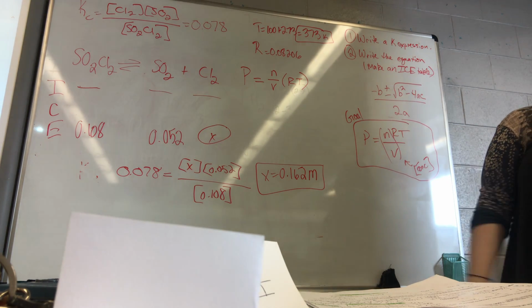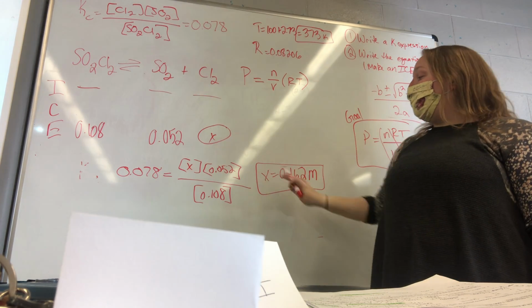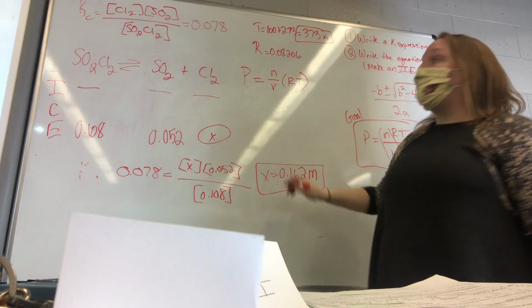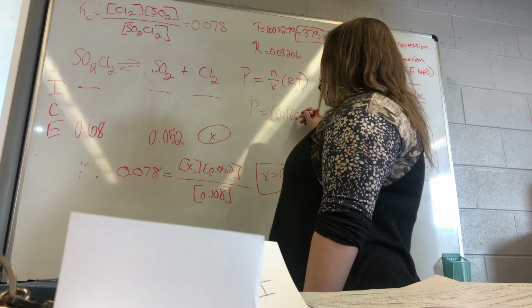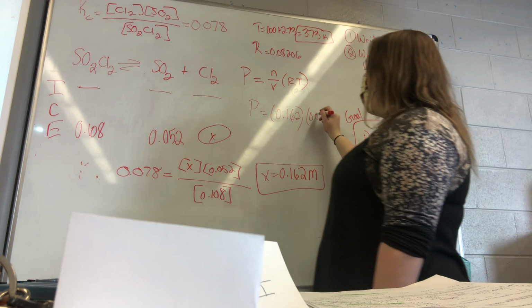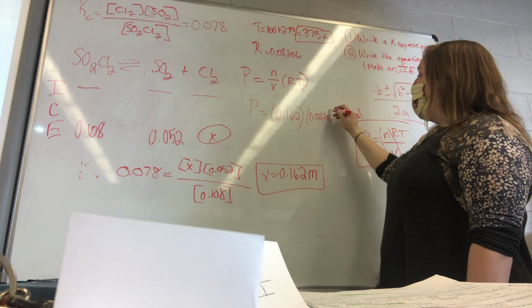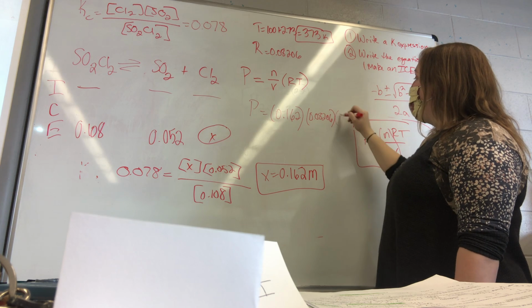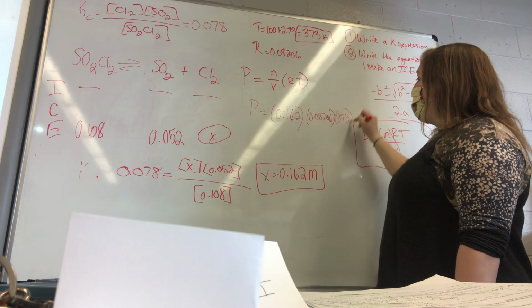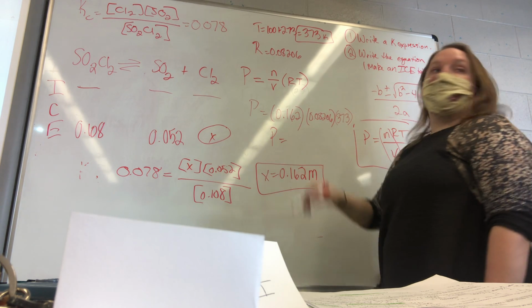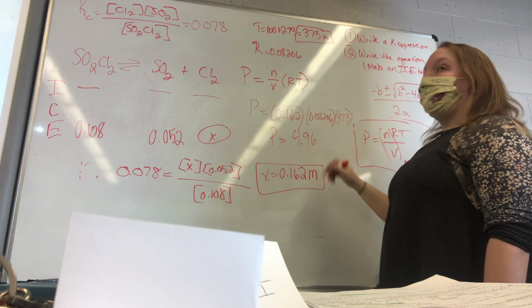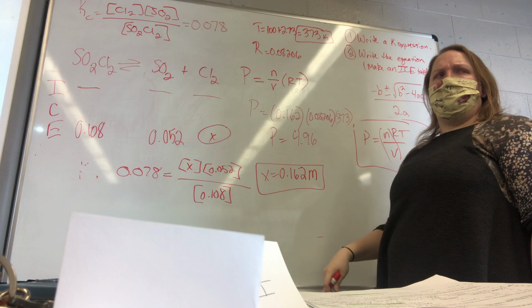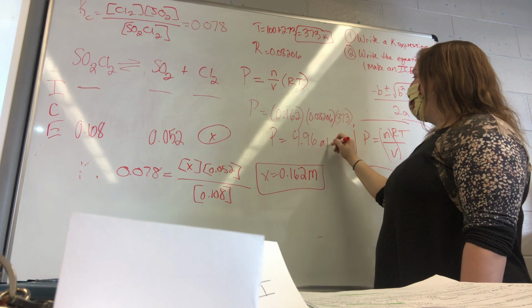This is the next one we're doing. N over V means concentration. Do we have a concentration in moles per liter? We do. So we're going to take that 0.162. We're going to multiply by R, and then by T. What do we get for our pressure? 4.96 what? Atmosphere. Thank you.